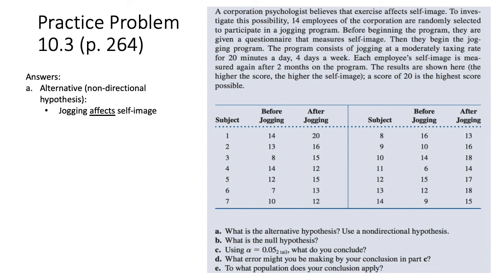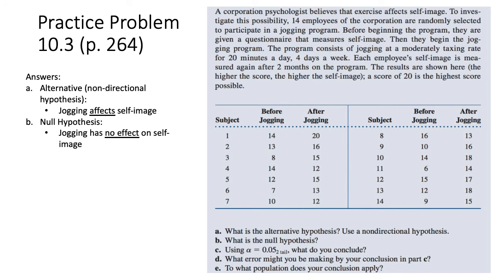Okay, so first things first, A asks us, what's the alternative hypothesis? Use a non-directional hypothesis. The alternative hypothesis is always saying that our independent variable, which is jogging, has some effect. And what is it affecting? It's affecting our dependent variable, self-image. The null hypothesis would be that jogging has no effect on self-image, right? It negates it. And note, this is non-directional because we're not saying jogging makes self-image go up or down. We're just saying it affects it. So a non-directional hypothesis has to be evaluated with a two-tailed probability.